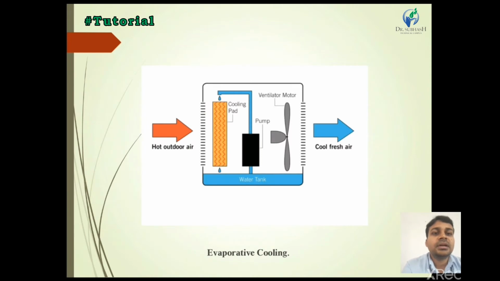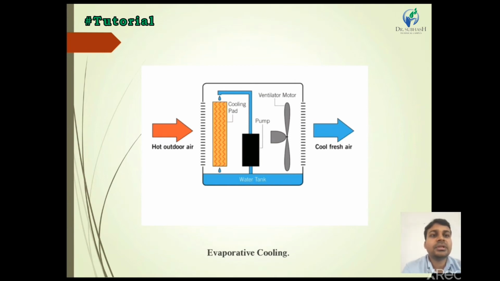The next refrigeration type is evaporative cooling. Evaporative cooling means that the refrigeration is done to atmospheric condition in an open cycle. The cycle is open. The most common example of evaporative cooling is our air cooler. An air cooler is an evaporative cooling system.